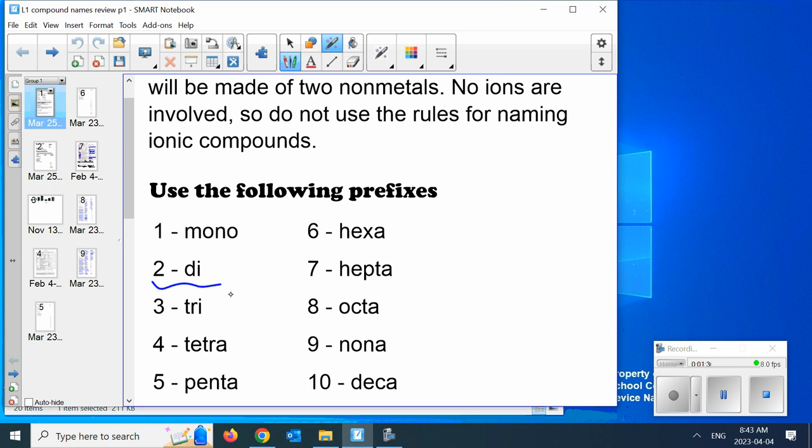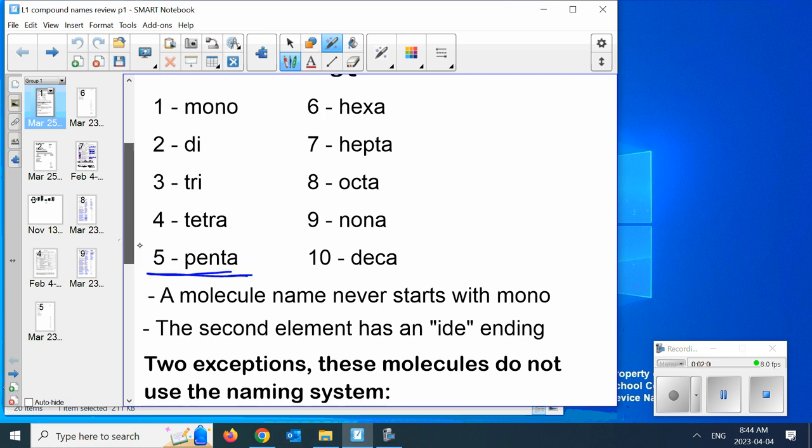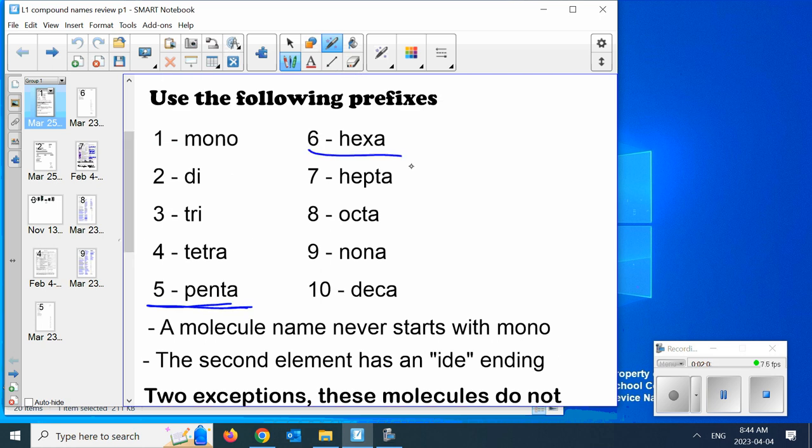Di, now that's not unheard of. Two. Three, tri, just like a tricycle. Four is really the only one you have to commit to memory, because I don't use the word tetra and I can't think of anywhere else. Tetra pak, maybe. So tetra is something. Penta, pentagon, stuff like that, right? Penta, that makes sense. Hexa, six, hexagon.